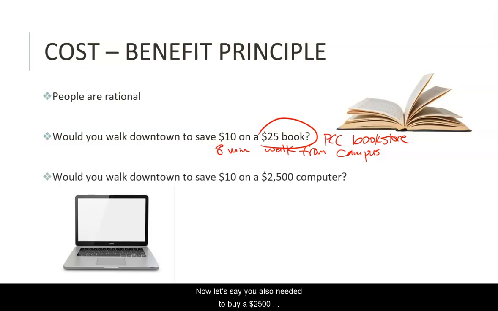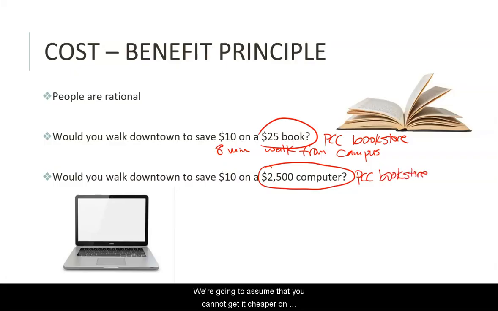Now, let's say you also needed to buy a $2,500 computer, or maybe instead of, and at the PCC bookstore, it is $2,500. We're going to assume that you cannot get it cheaper on Amazon. Okay, there's an education discount, so this is the best deal around. But that same other store downtown that's 8 minutes away, you could use another coupon and save $10 off that computer. So 8-minute walk from campus, $10 off your computer. Would you walk downtown to save that $10 on your computer?